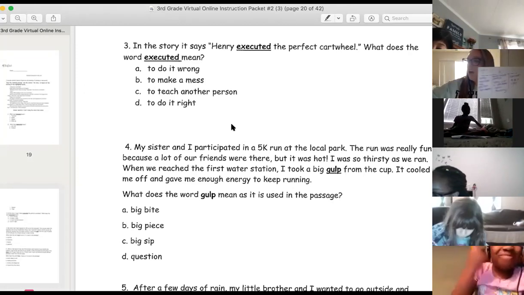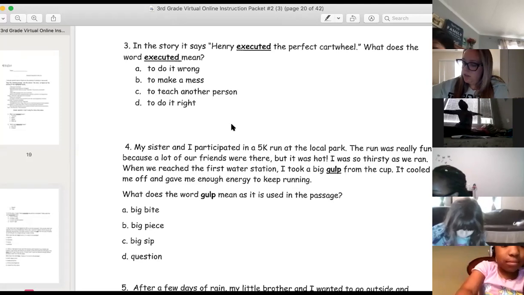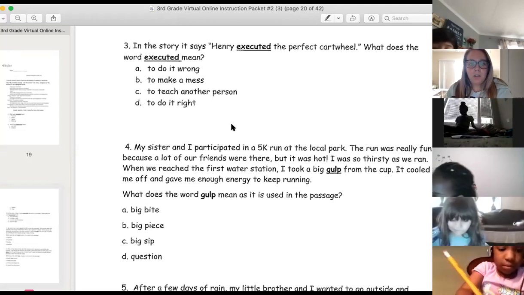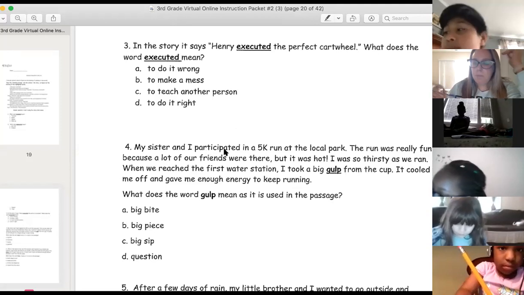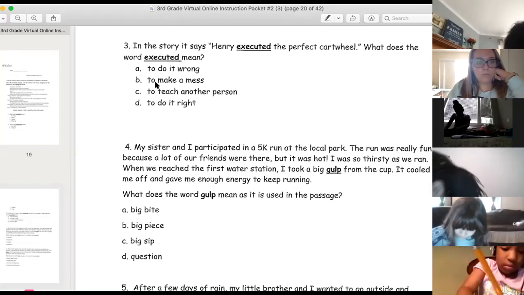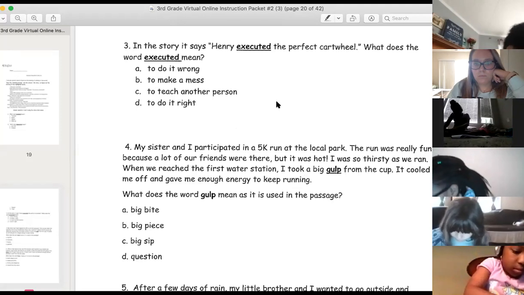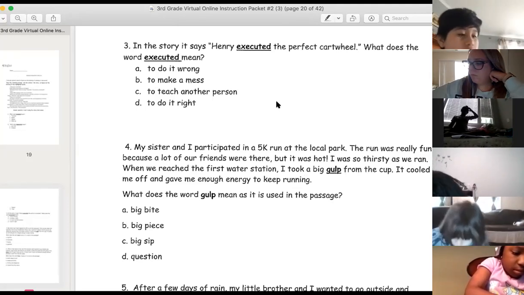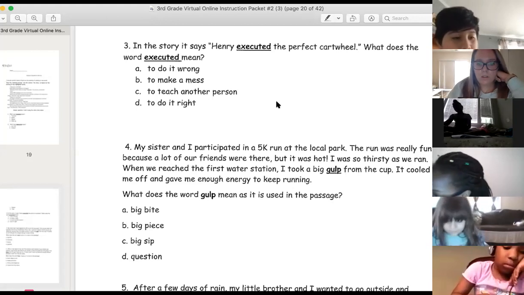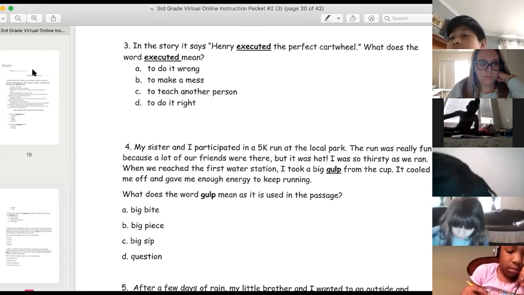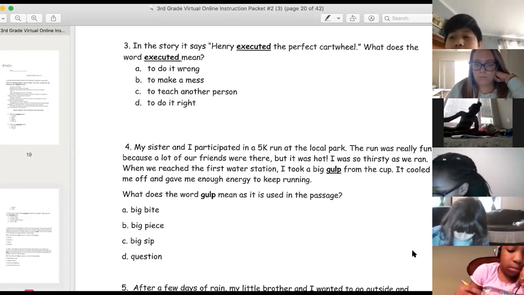Okay, Kaylee, go ahead and read for us and tell us what we need to do. It says, my sister and I participated in a 5K run at the local park. The run was really fun because a lot of our friends were there, but it was hot. I was so thirsty as we ran. When I reached the first water station, I took a big gulp from the cup. It cooled me off and gave me enough energy to keep running.